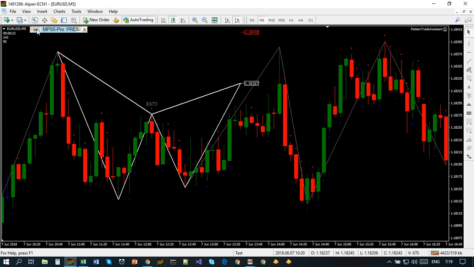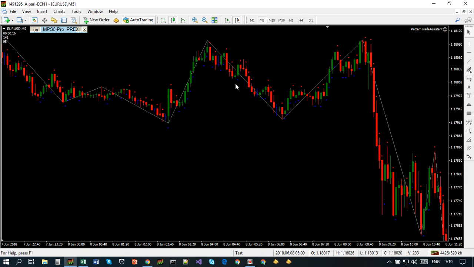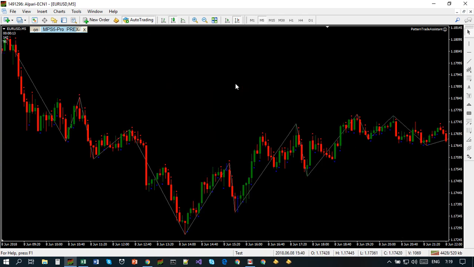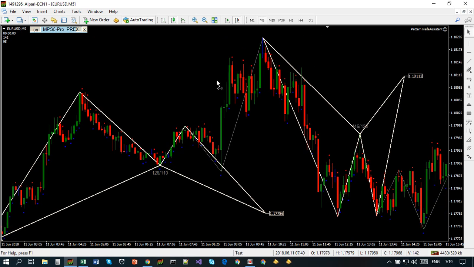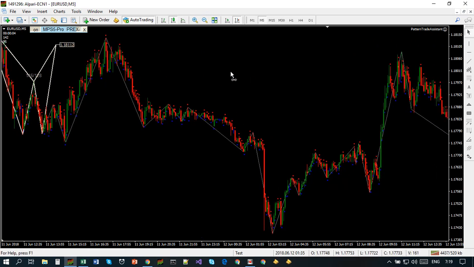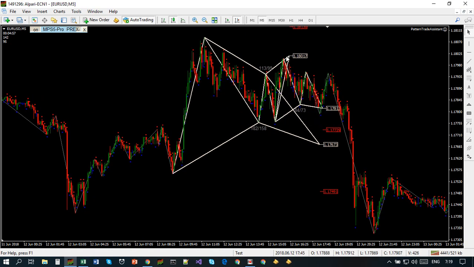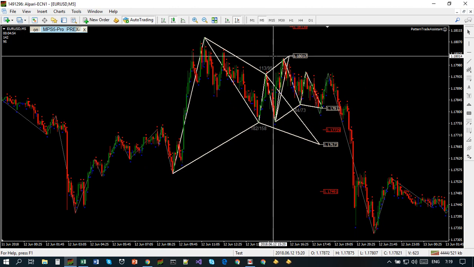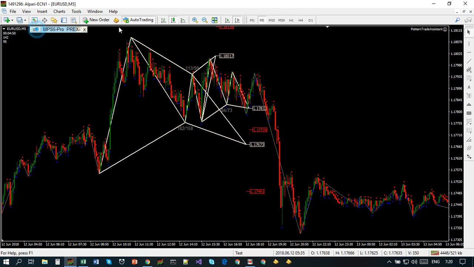Okay, let me zoom it in. Let me go here. Let me find some more examples here. So you see the patterns are calculated real time. Here it is. Here's the pattern like this. So I don't talk about this one. It didn't complete. It never hit the level. Here's the pattern. So the next situation.